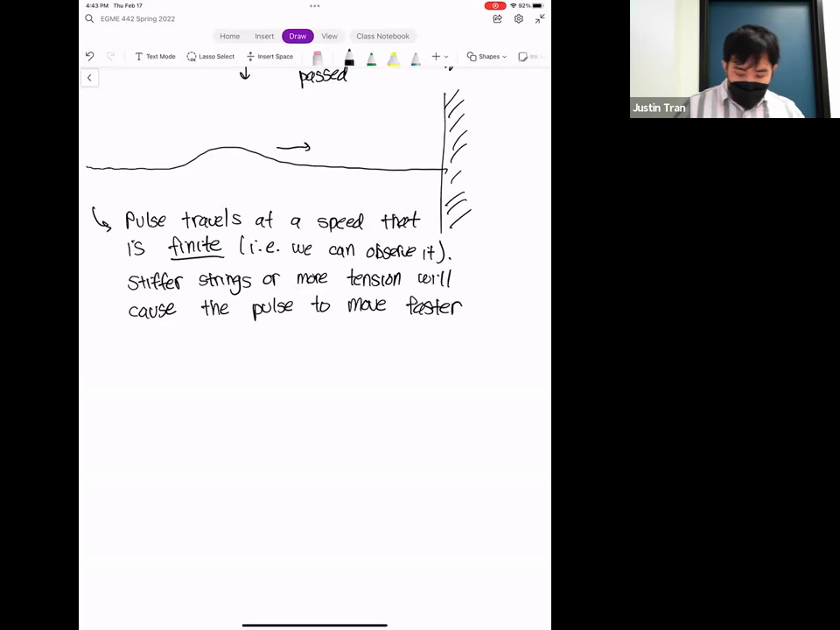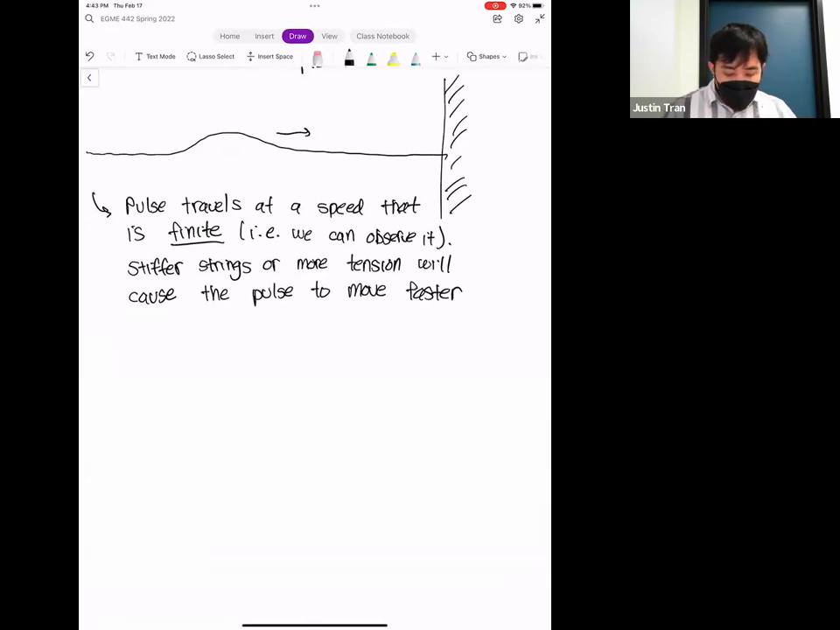All right. And so the next thing I want to talk about is when the pulse reaches the wall. When you have a pulse that reaches the wall, it basically bounces off the wall and comes back. In other words, we say that the pulse is going to reflect off the wall.